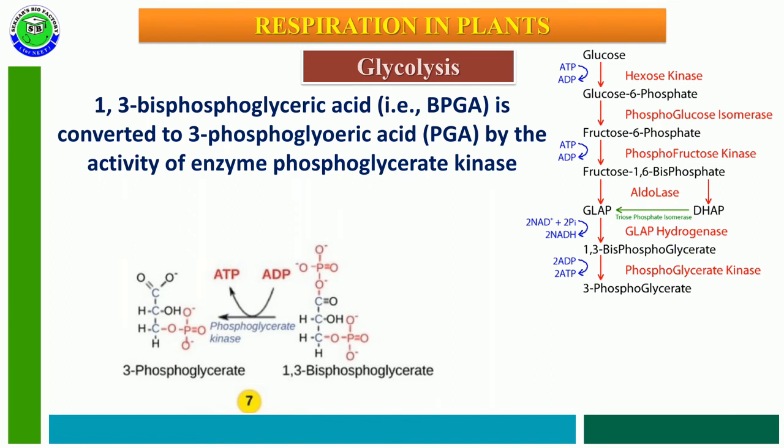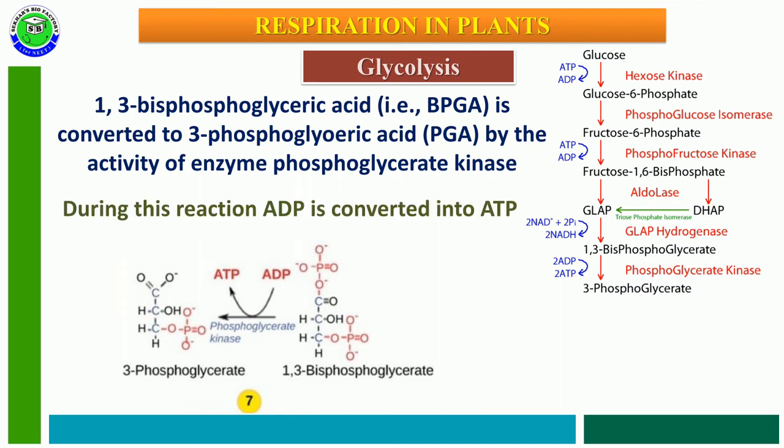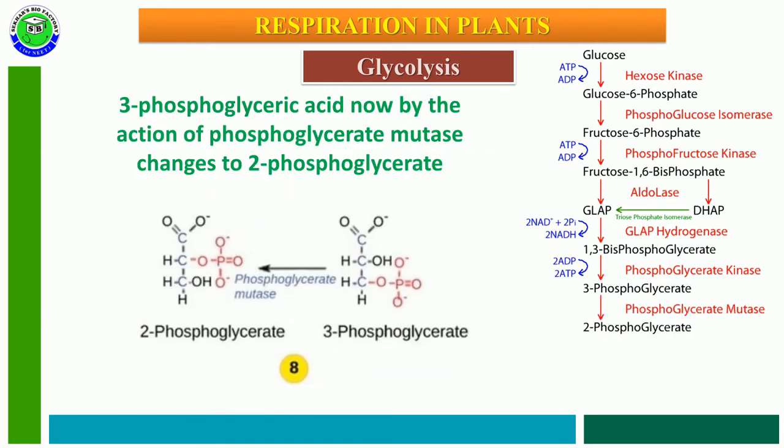The seventh reaction is these two molecules of 1,3-bisphosphoglyceric acid are converted into 3-phosphoglyceric acid in the presence of an enzyme called phosphoglycerate kinase enzyme. At this time, we can observe there is a formation of ATP molecule from ADP. Totally, two ATP molecules are formed in this reaction.